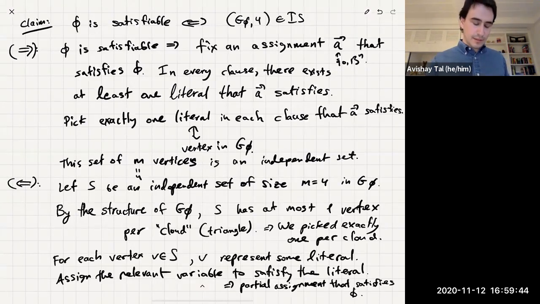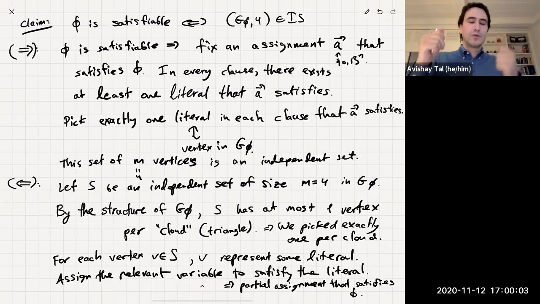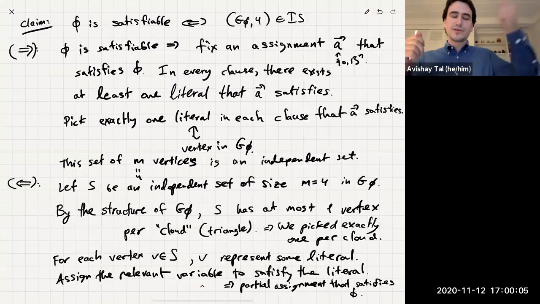Okay, so there are a few things to check. Why does it give a consistent assignment? The reason is that we have edges between everything marked with x and everything marked with x bar. So we wouldn't have this collision where you have to assign x to 0 and you have to assign x to 1.